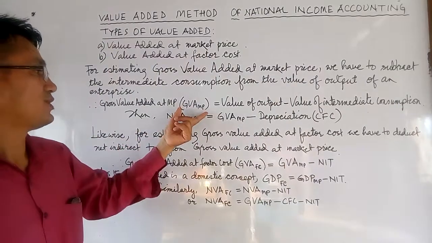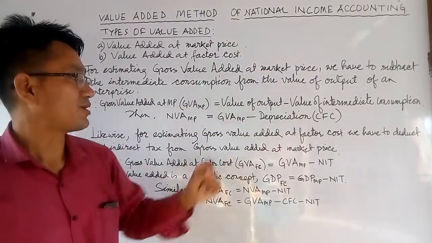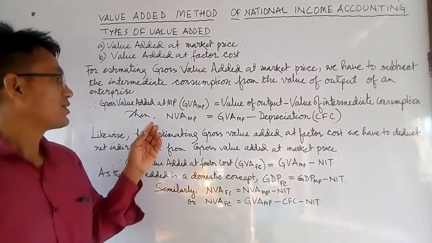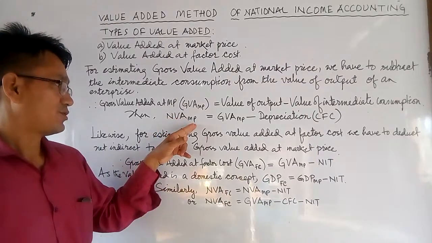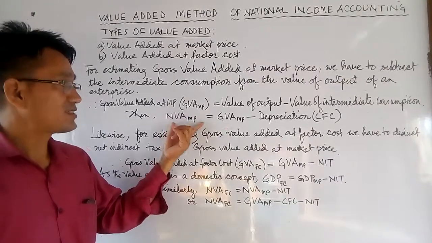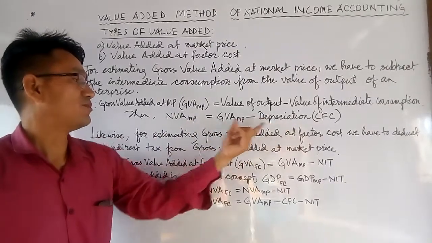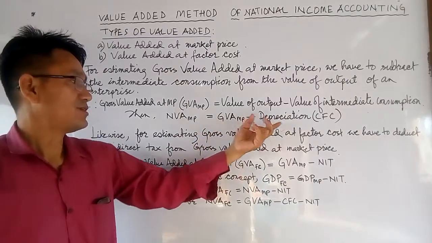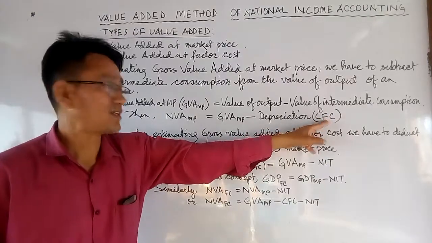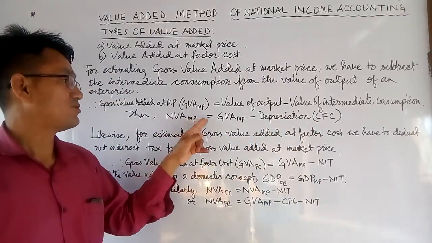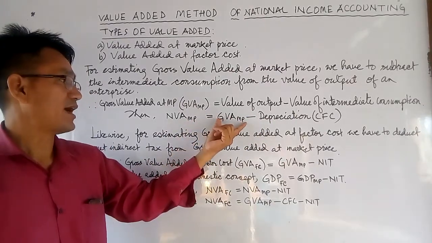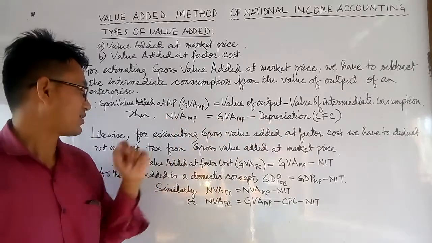So GVAMP is equal to the value of output minus the value of intermediate consumption. Likewise, we can calculate the net value added at market price. We get net value added at market price by subtracting the depreciation from GVAMP. Depreciation is also known as CFC, consumption of fixed capital. So NVAMP is equal to GVAMP minus depreciation. Once we know the GVAMP and depreciation, we get net value added at market prices.